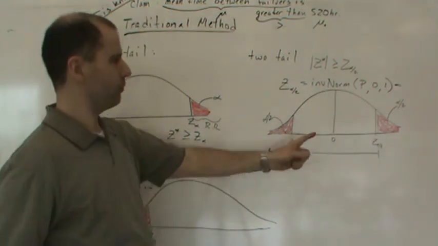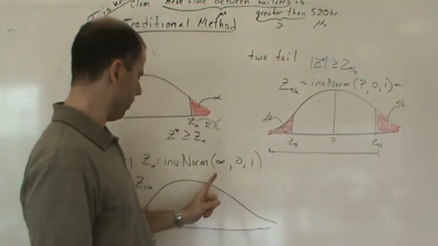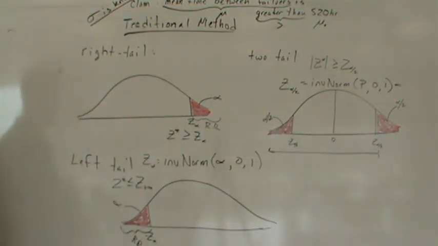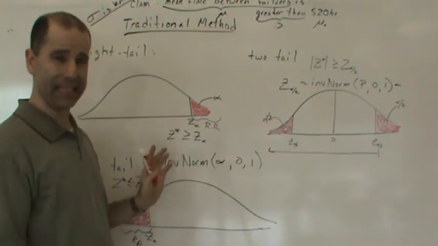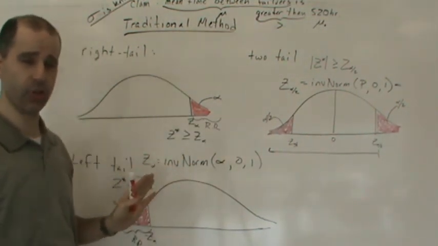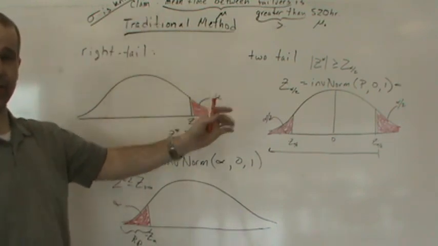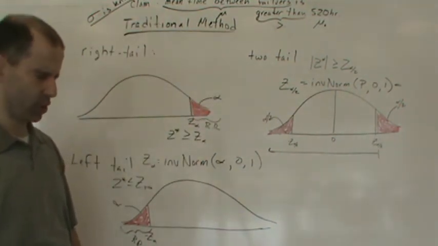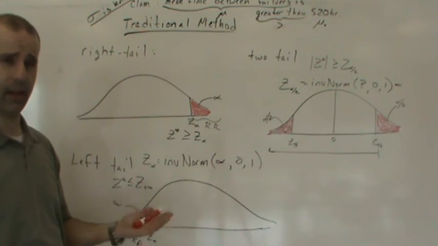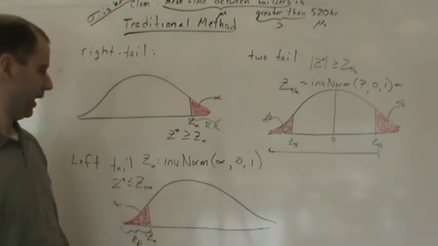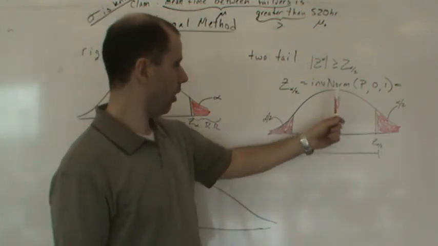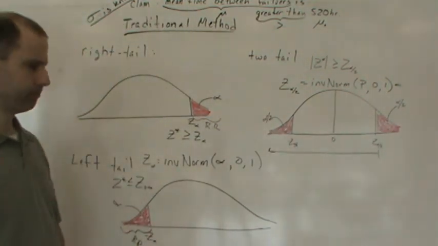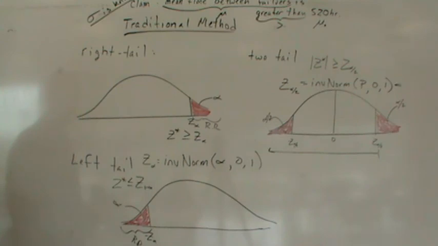Just make sure you know what area you're putting into the calculator. Once you have your critical value, based on which tail test you're doing, you just see whether your test statistic falls within the rejection region. It's going to be either this, or this, or this. And that is how you do the traditional method.